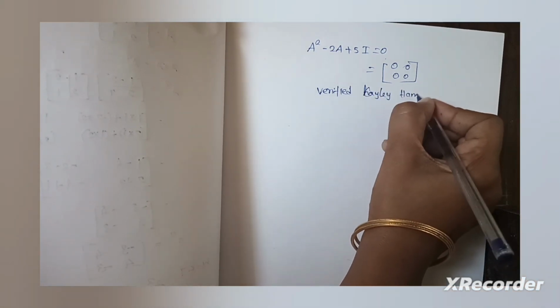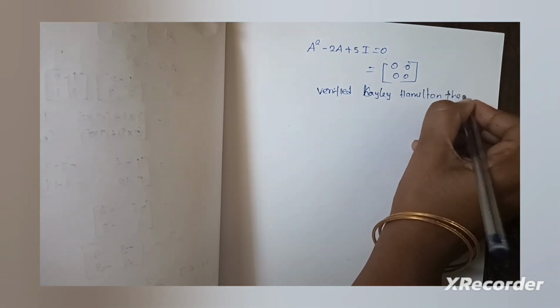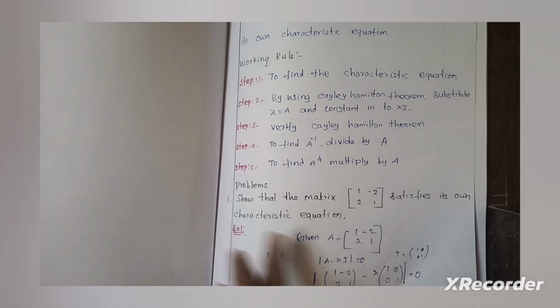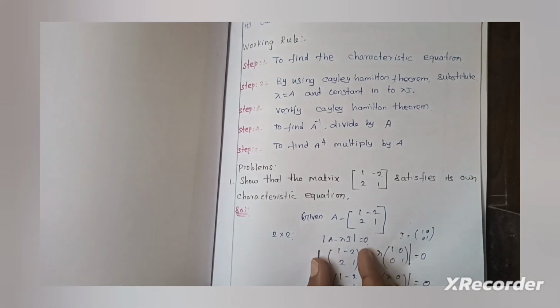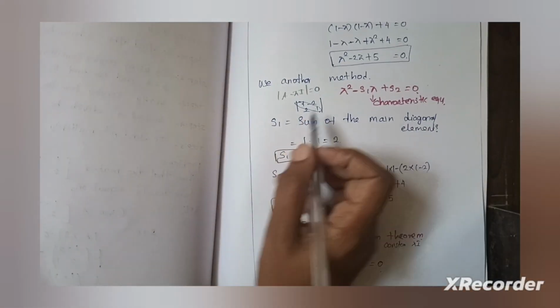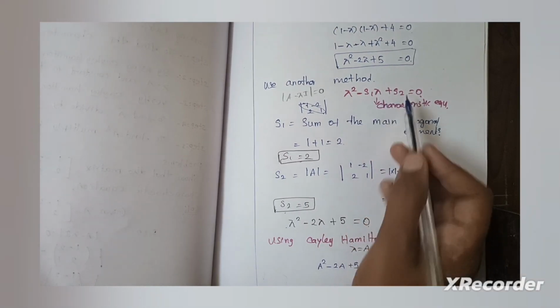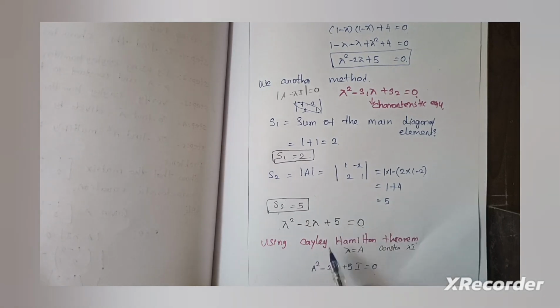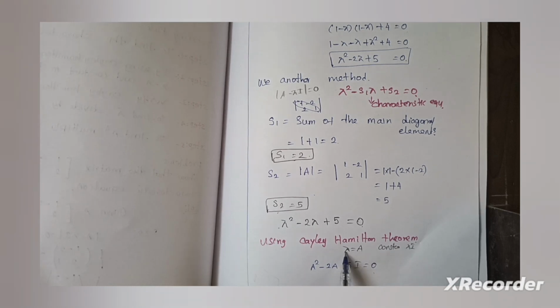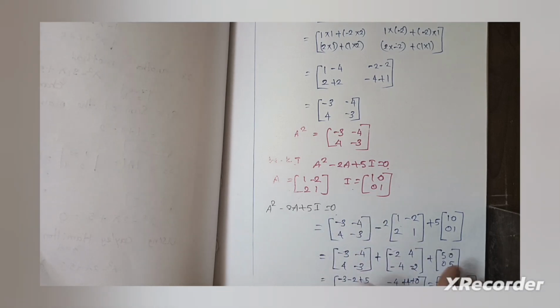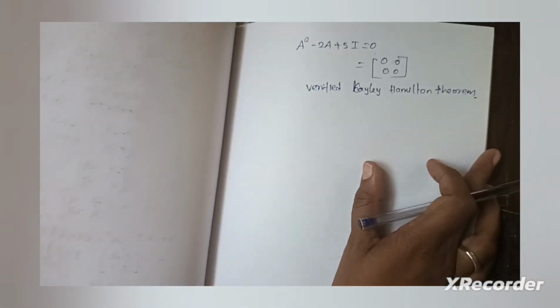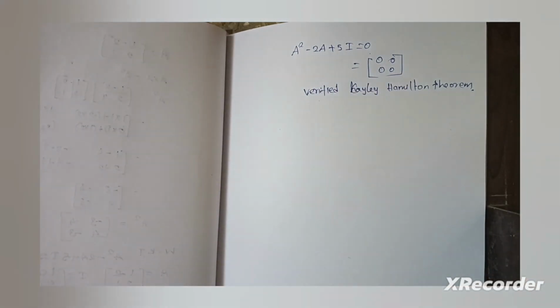Cayley-Hamilton theorem: the matrix has to satisfy its own characteristic equation. Suppose they ask these questions, we have the given matrix, using this method, or otherwise using the characteristic method, the equation lambda squared minus S1 lambda plus S2. We have to find S1, S2 and get the characteristic equation. We substitute lambda equal to A and the constant equal to I. So A squared minus 2A plus 5I equals 0. Next we find A squared. We know A and I. Substitute, and we get the matrix equal to 0. Matrix equal to 0 means we verified the Cayley-Hamilton theorem.